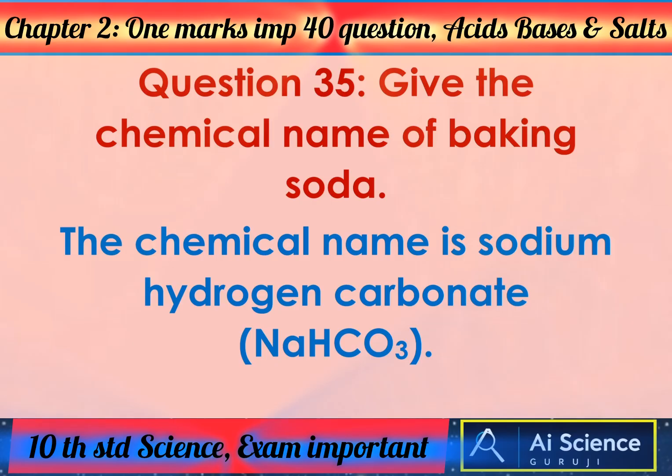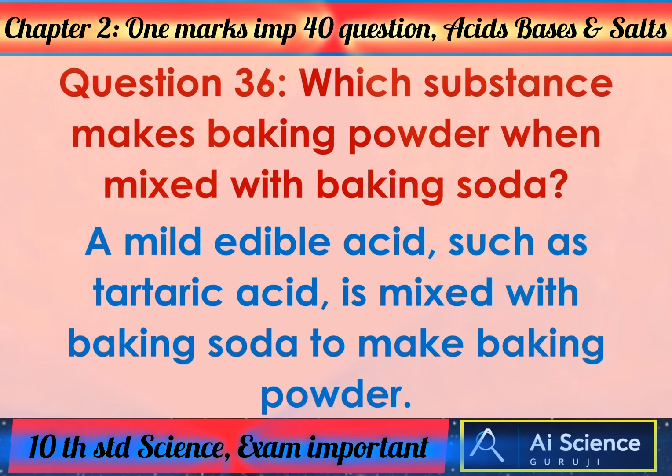Answer 35. The chemical name is sodium hydrogen carbonate, NaHCO3. Question 36. Which substance makes baking powder when mixed with baking soda? Answer 36. A mild edible acid, such as tartaric acid, is mixed with baking soda to make baking powder.